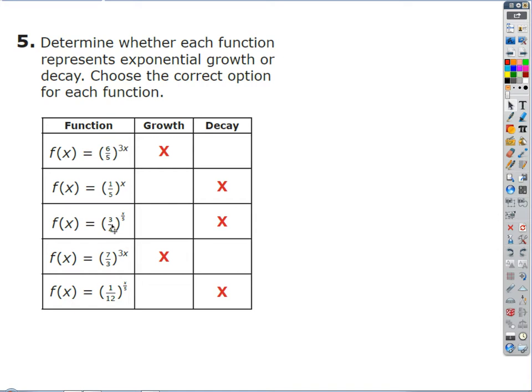Whereas if the number's bigger than 1, you take it to a higher power, it gets bigger and bigger, so it grows. That's all I gotta remember on those. And actually, that'll probably be enough to answer all those questions on the test. We'll do a lot more with it later in the year.